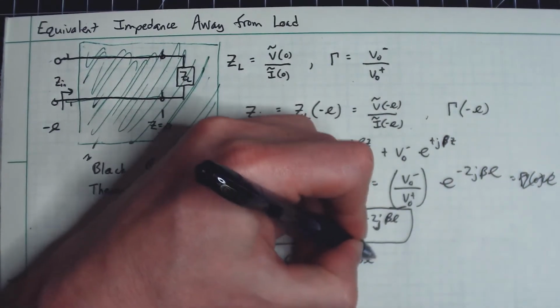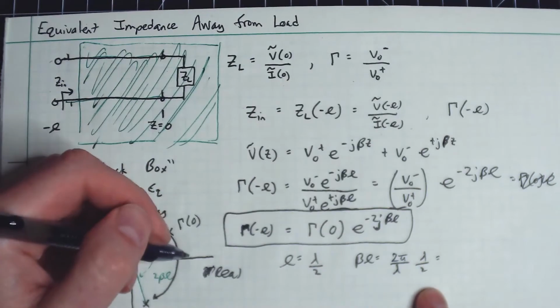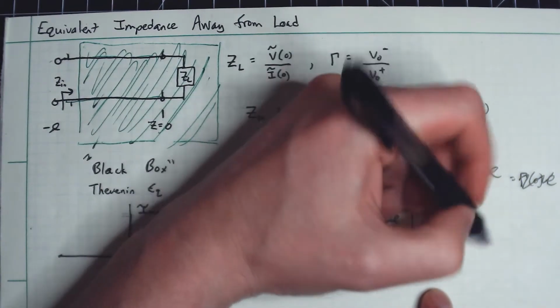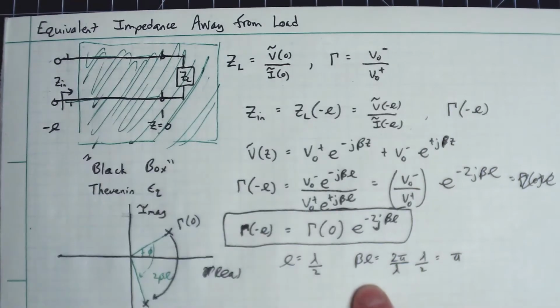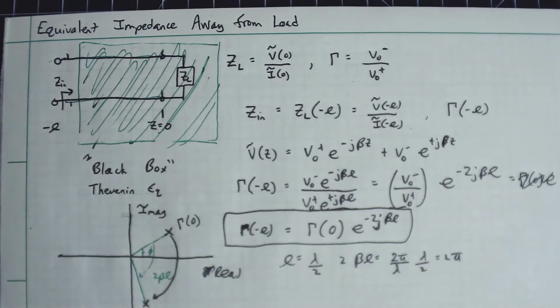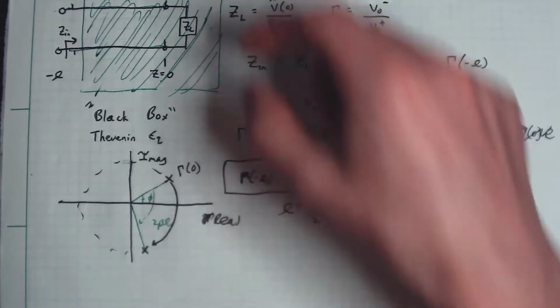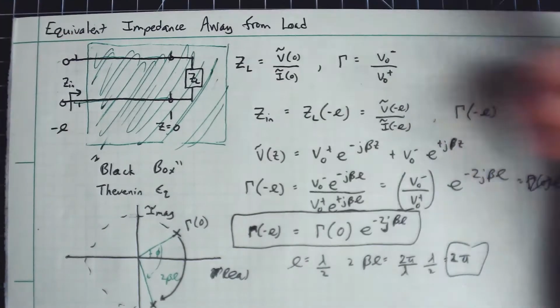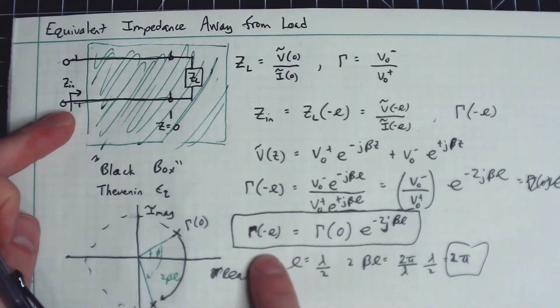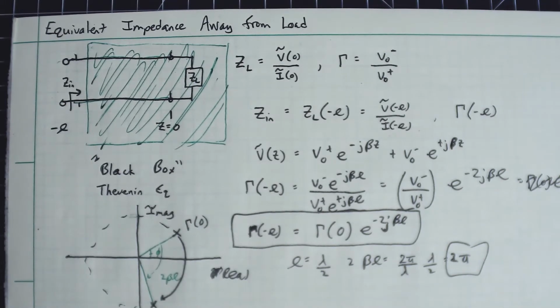So what you get is beta L is equal to 2 pi over lambda times lambda over 2, which is equal to pi, and then I multiply this by 2 here because there's a 2 beta L and I get a 2 pi, okay? So an accumulation of 2 pi radians just means I come all the way back to my original point again, which means if I have a load plus a half wavelength of transmission line on it, then what will happen is, as far as my reflection coefficient is concerned, nothing will have changed. And my input impedance will therefore be exactly what it was before.